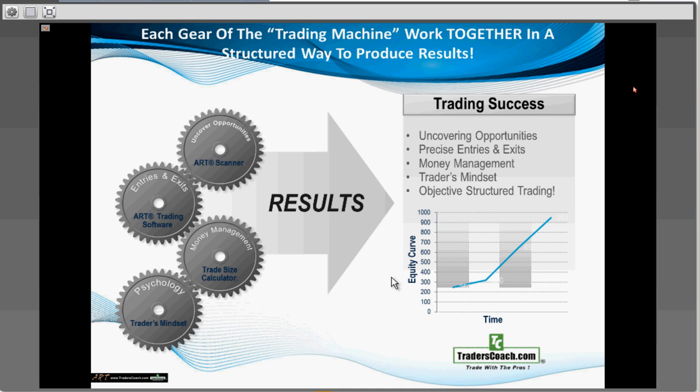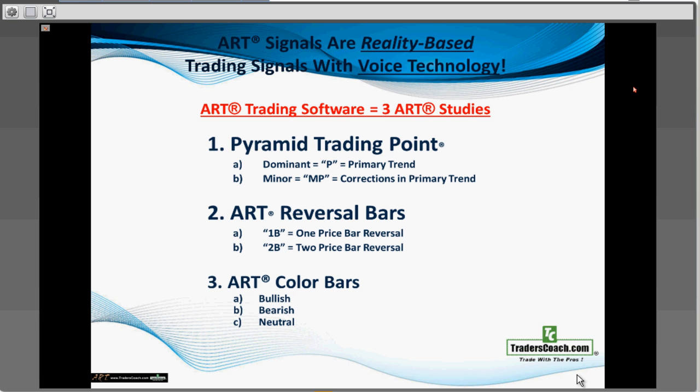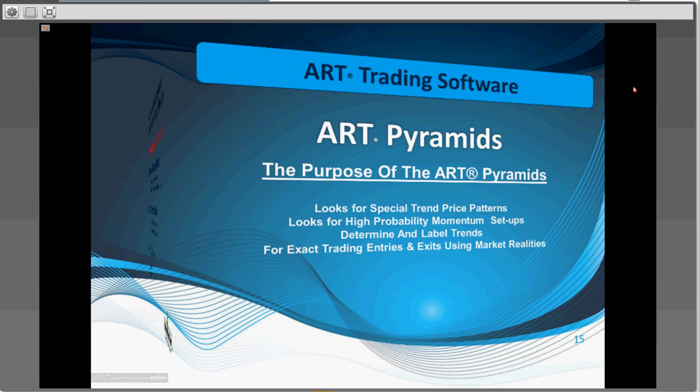All right, now I want to talk a little bit about the ART system. And I see people are saying, hey, can we get to some charts? We're going to get to some in just a bit. Now, the ART system consists of 3 studies primarily: pyramid trading points, ART reversals, and ART color bars. The pyramid trading points have 2 types, a dominant called a P and an MP, and I'll show you what those look like. You'll see some 1Bs and 2Bs on the chart, and you'll see bullish, bearish, and neutrals on some charts. The pyramids we use for basically trend trading, and they're basically looking for 1, 2, 3 patterns.